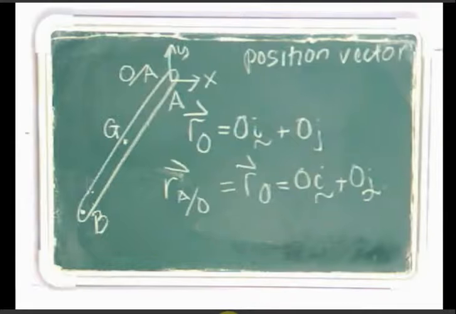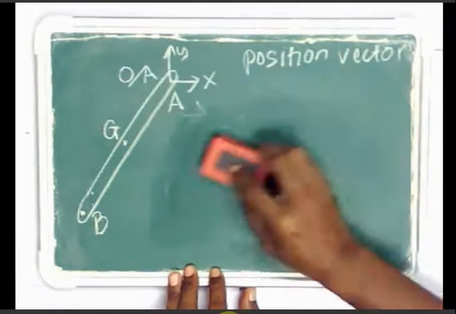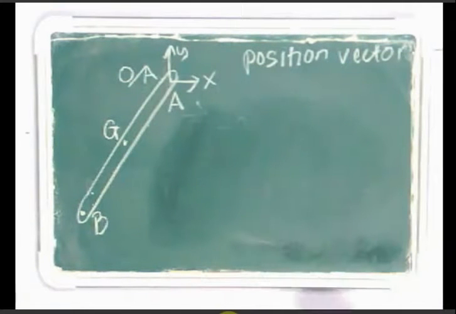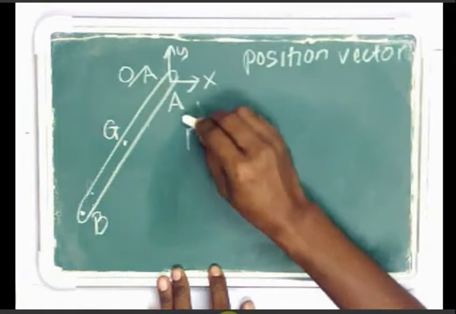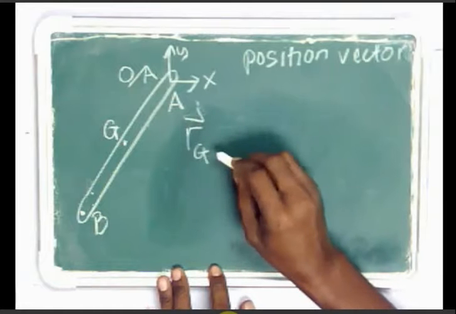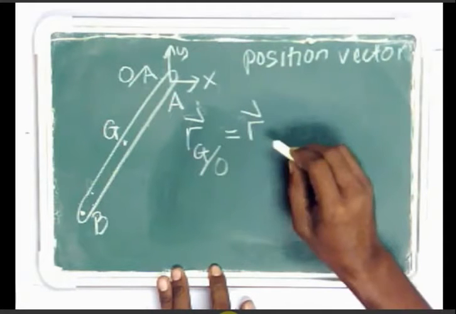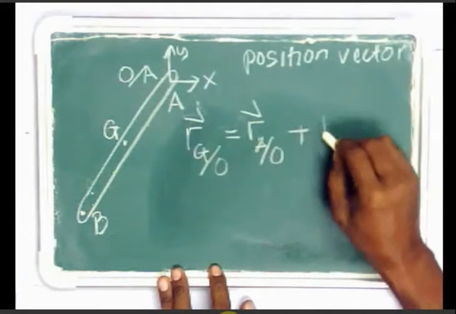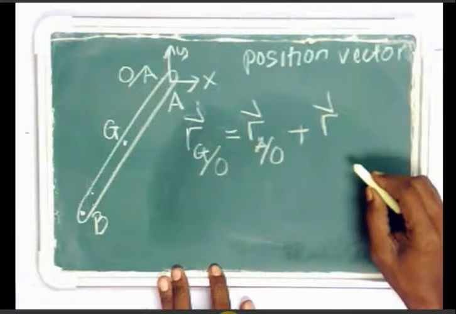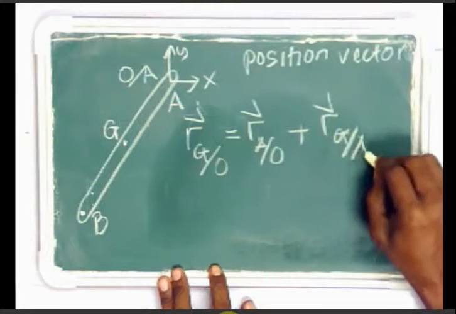Next, we're going to evaluate the position vector of G. And we will be using the kinematic relationship. So G, the absolute value, is equal to the absolute position vector for point A plus the relative position vector of point G relative to A.